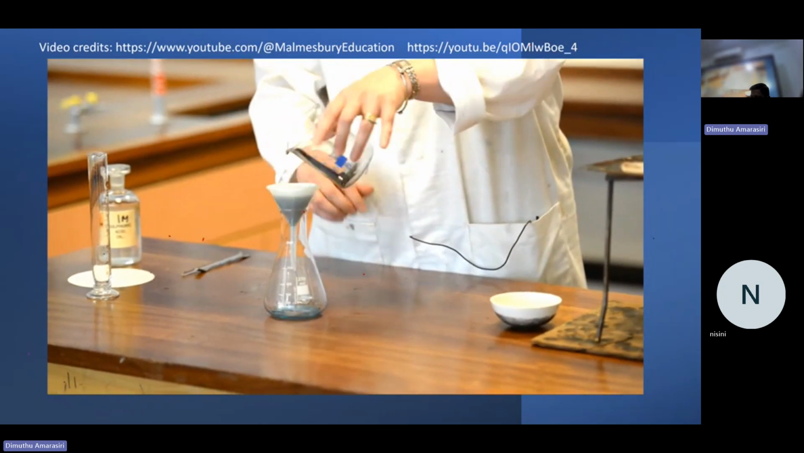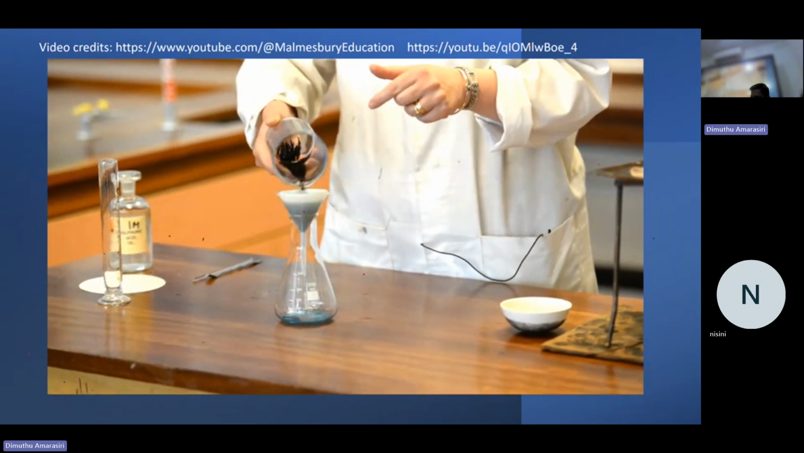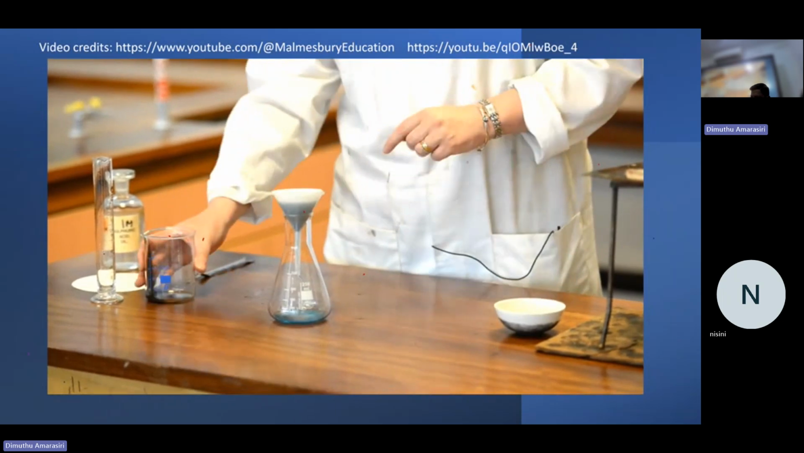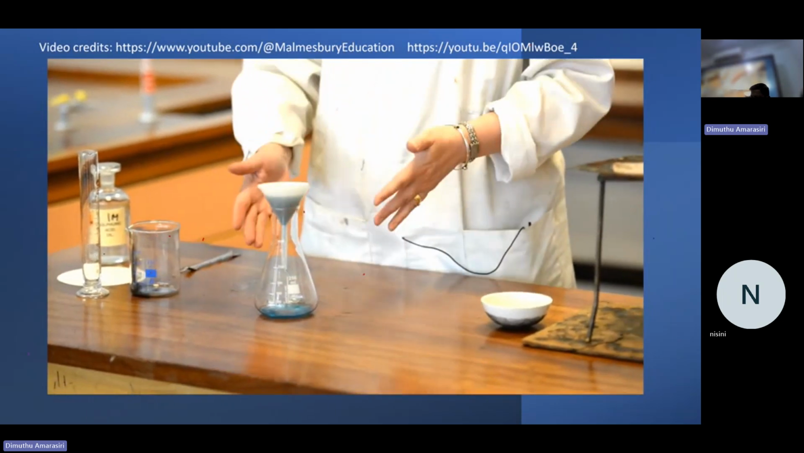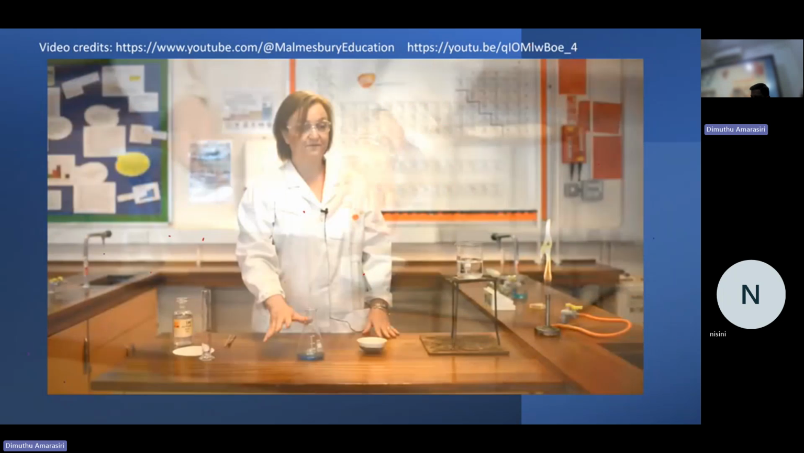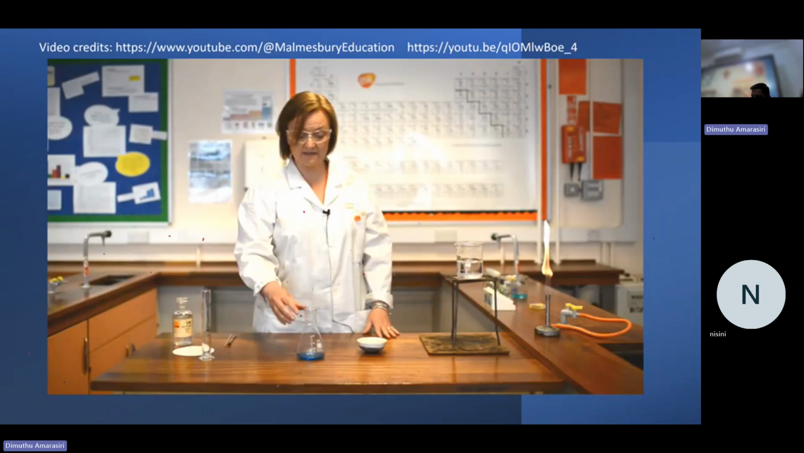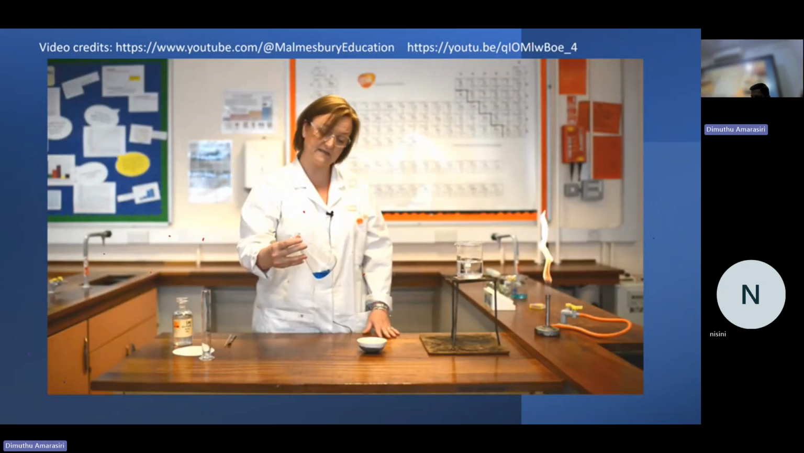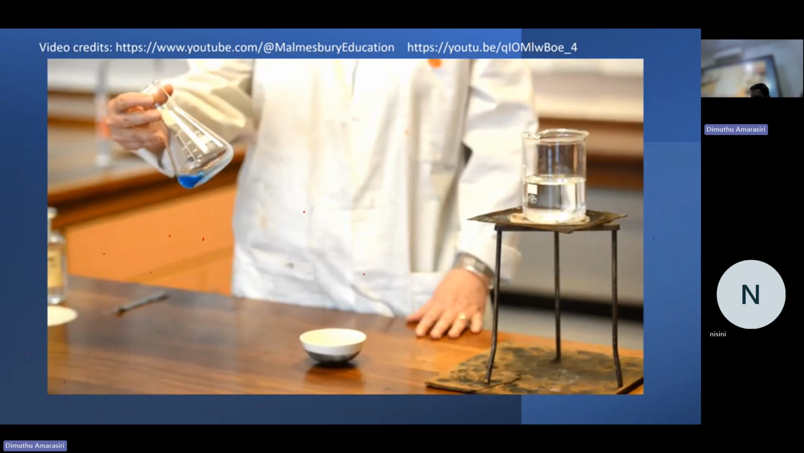There's all my unreacted copper oxide in the filter paper, and we just need to wait for that to filter through now. So we've filtered all the copper oxide out of our mixture, and we can now see we've got our lovely bright blue copper sulfate solution.